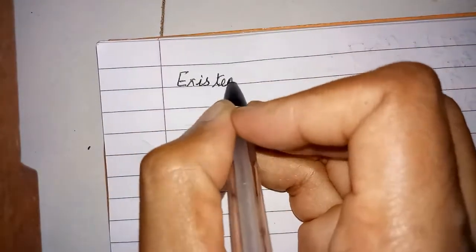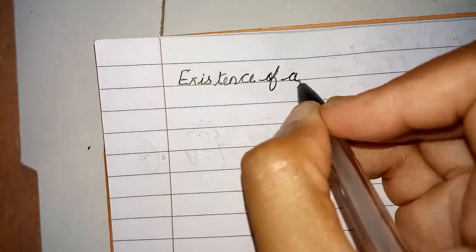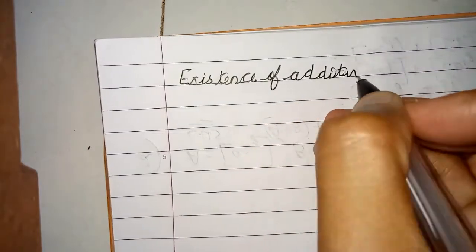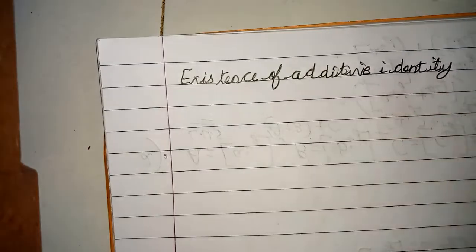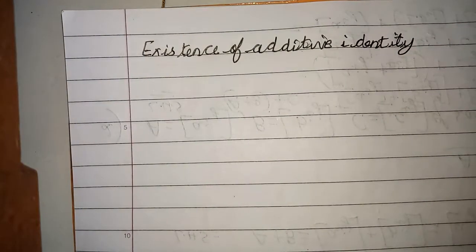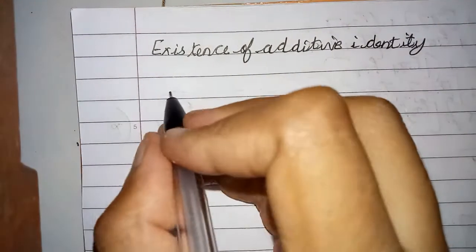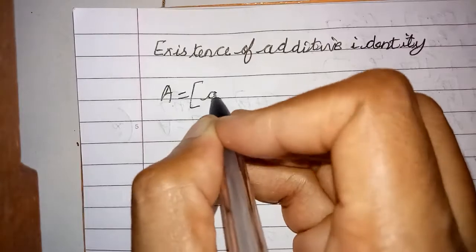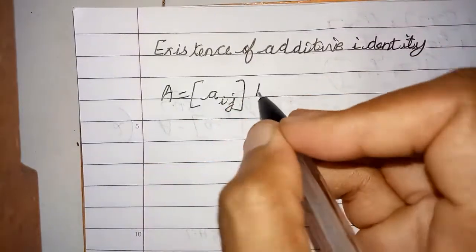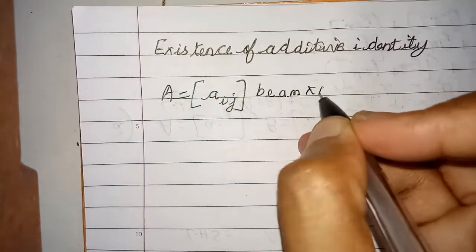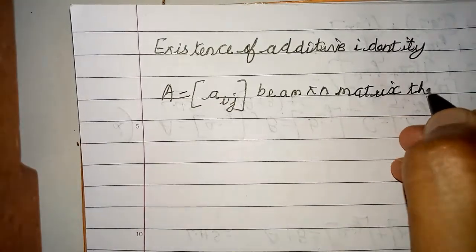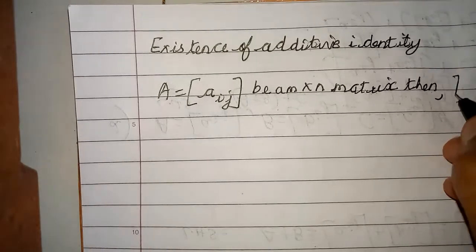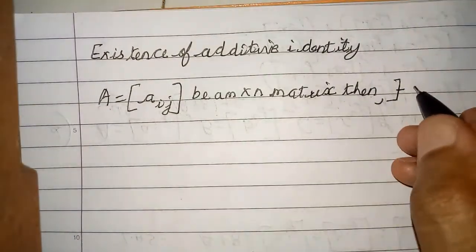Okay. Now next one is existence of the third property. You know that after that immediately comes the existence of additive identity, because whenever we study properties, the pattern is like that: associative, commutative, identity, and then inverse. Correct. So again I am going to start with A equal to Aij, an M cross N matrix.